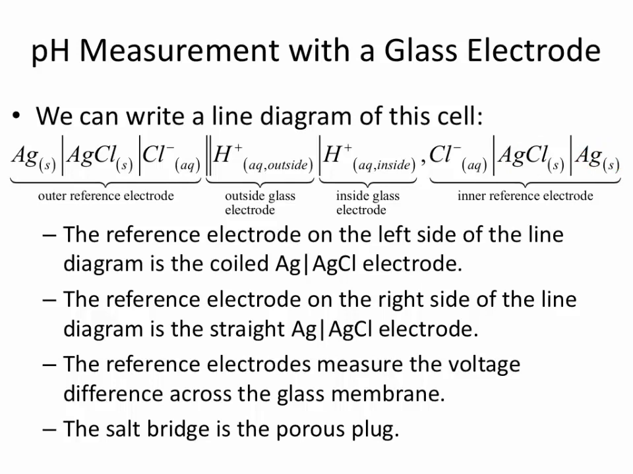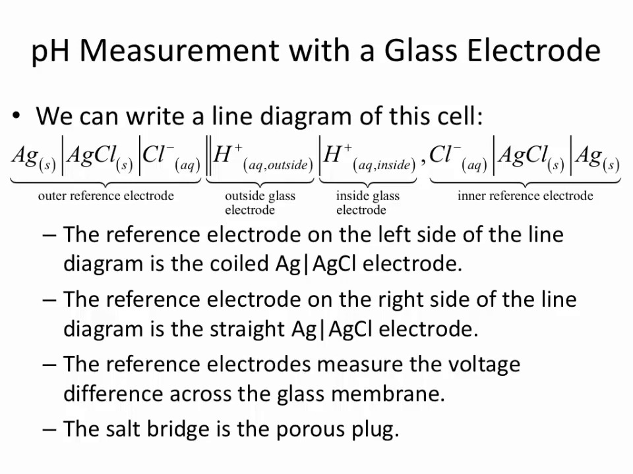And so note that on this side, we have this outer reference electrode, and on this side, the inner reference electrode, we have exactly the same electrode, we've just basically flipped it around. Now the reference electrode on the left side of the line diagram, over here, this is our outer reference electrode, is that coiled silver chloride electrode. And the reference electrode on the right side, this inner reference electrode, was our straight silver chloride electrode.